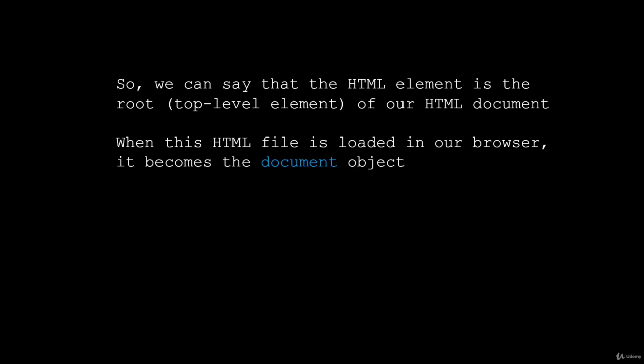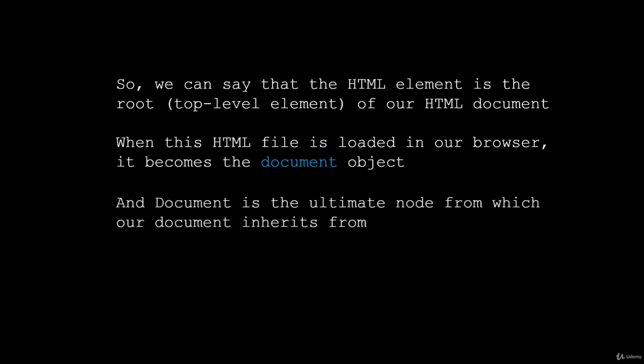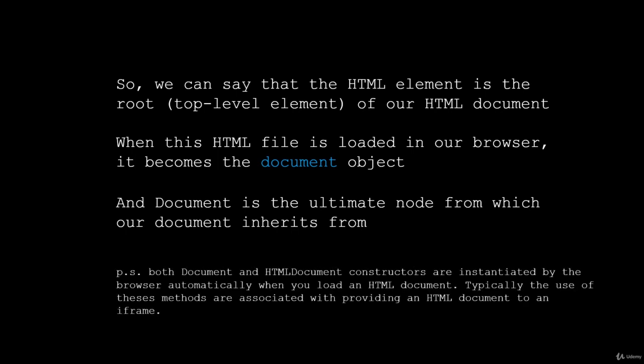And when this HTML file is loaded in our browser, we know that that constructor function kicks in and it becomes the document object. And document, capital D, is the ultimate node from which our document inherits. P.S. Both document and the HTML document constructors are instantiated by the browser automatically when you load an HTML document. This is where they come from, in case you're wondering. And typically the use of these methods is associated with providing an HTML document to an iframe.